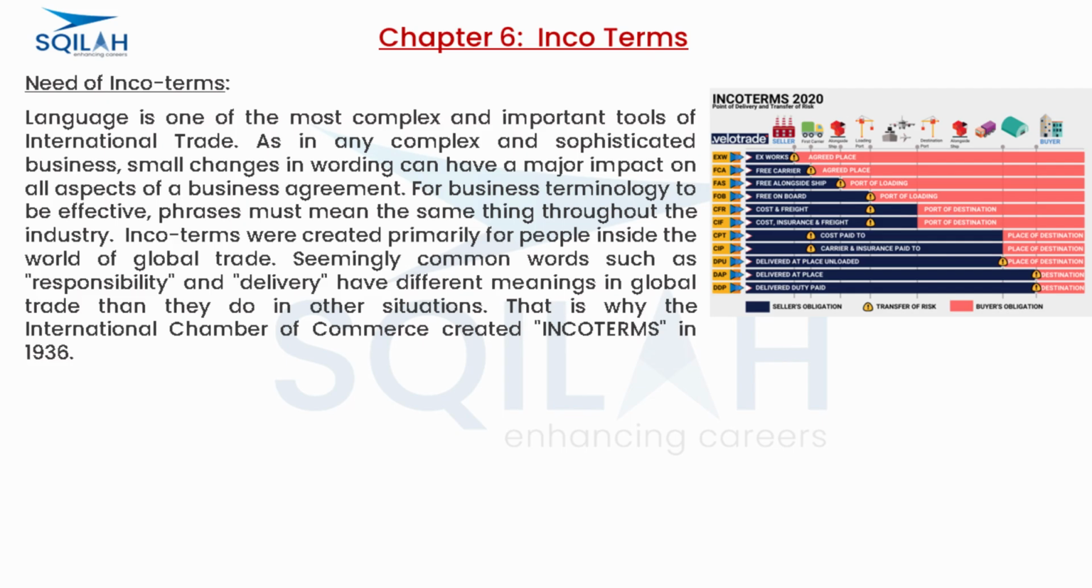Need of Incoterms. Language is one of the most complex and important tools of international trade. As in any complex and sophisticated business, small changes in wording can have a major impact on all aspects of a business agreement. For business terminology to be effective, phrases must mean the same thing throughout the industry. Incoterms were created primarily for people inside the world of global trade. Seemingly common words such as responsibility and delivery have different meanings in global trade than they do in other situations. That is why the International Chamber of Commerce created Incoterms in 1936.